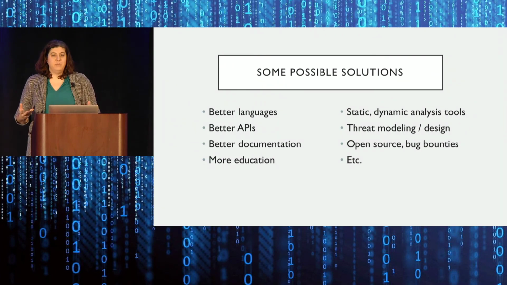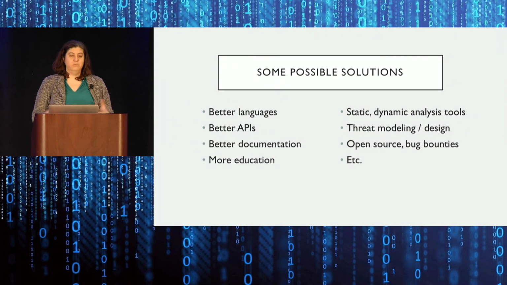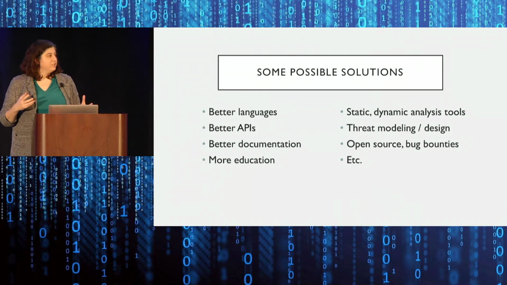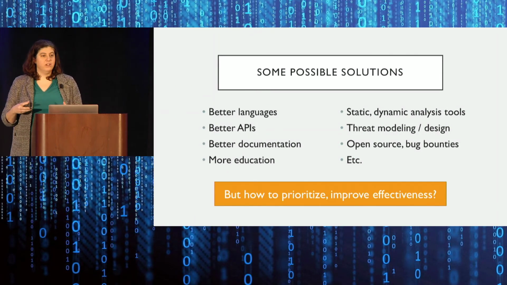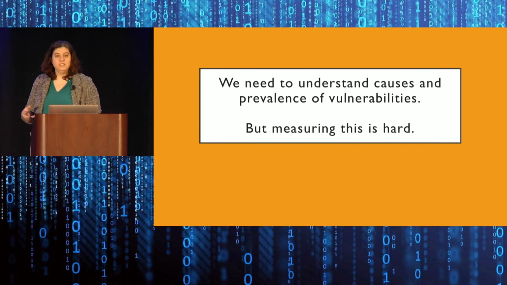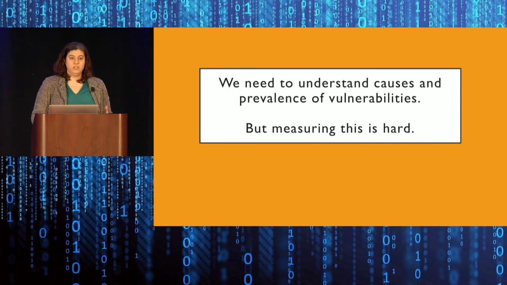And of course, there are lots of possible things we can do here, ranging from better languages and APIs to open sourcing all of our code so that we can check for bugs after the fact, and many things in between. But it'd be nice to know how we are going to prioritize among these various kinds of solutions. And even within solutions, how can we optimize them to get the most bang for our buck in terms of the actual mistakes that people are making out in the real world? So it would be really nice to understand why these mistakes happen, what the root causes are, so that we can address them.